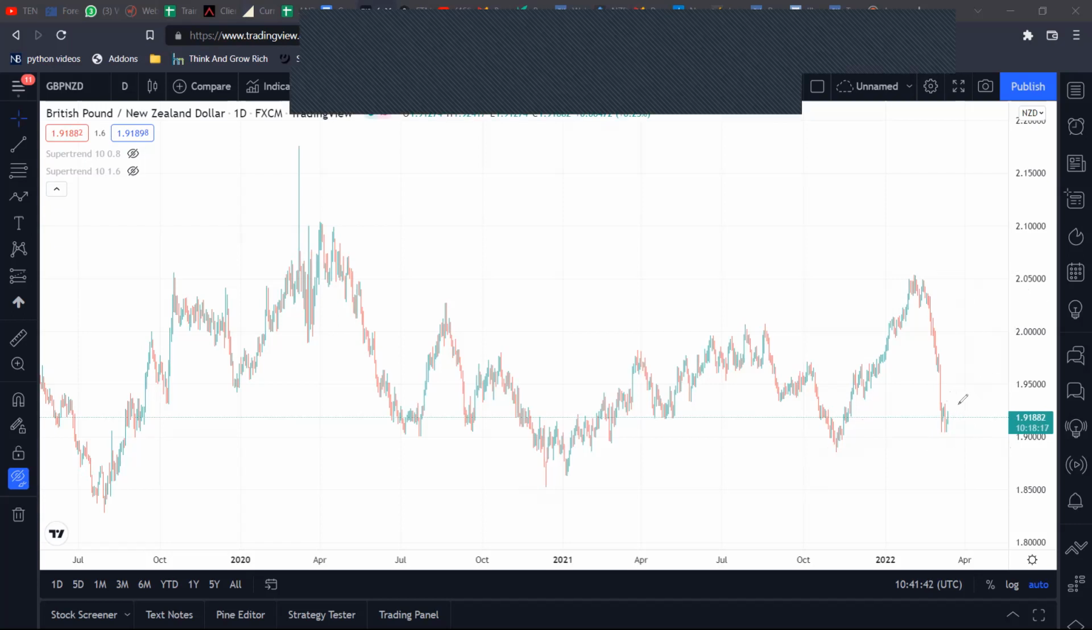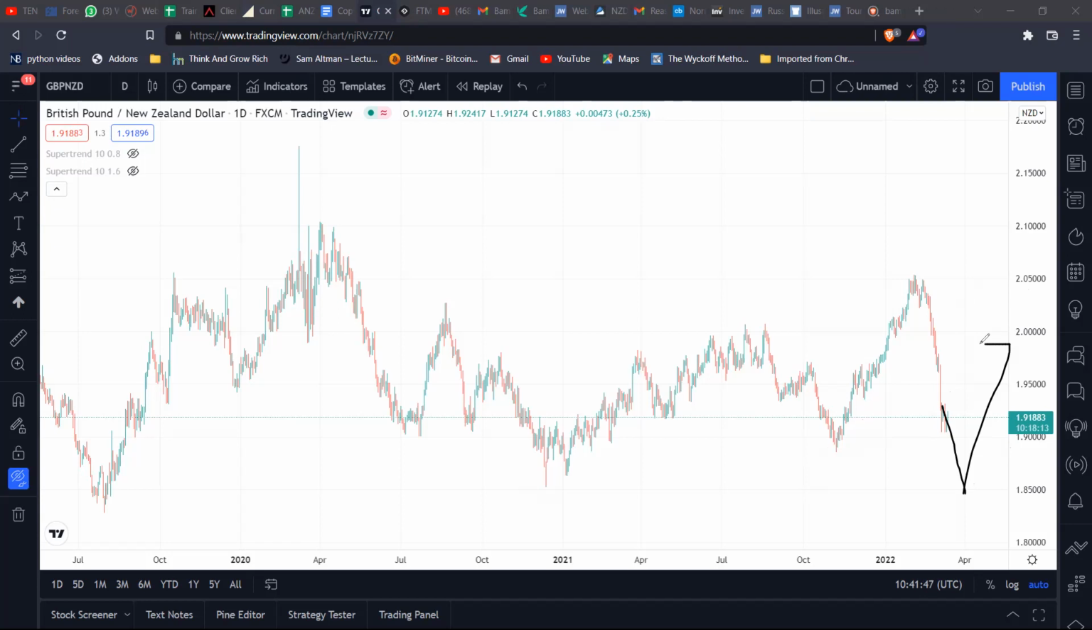Now, if price wants to take out this low, well, that'll be fine. I will then be looking for opportunities to sell and take this lower, right? But until price takes out this low here, the most likely outcome is we're going to push higher.